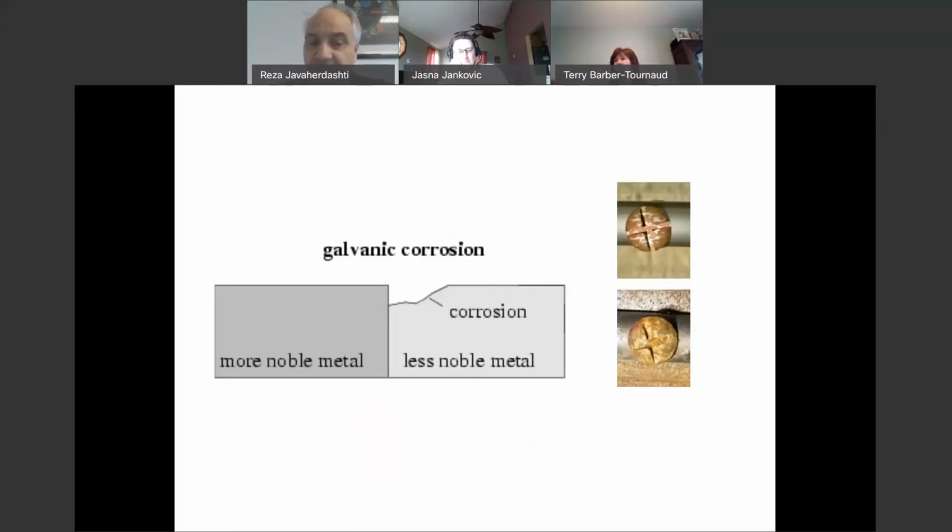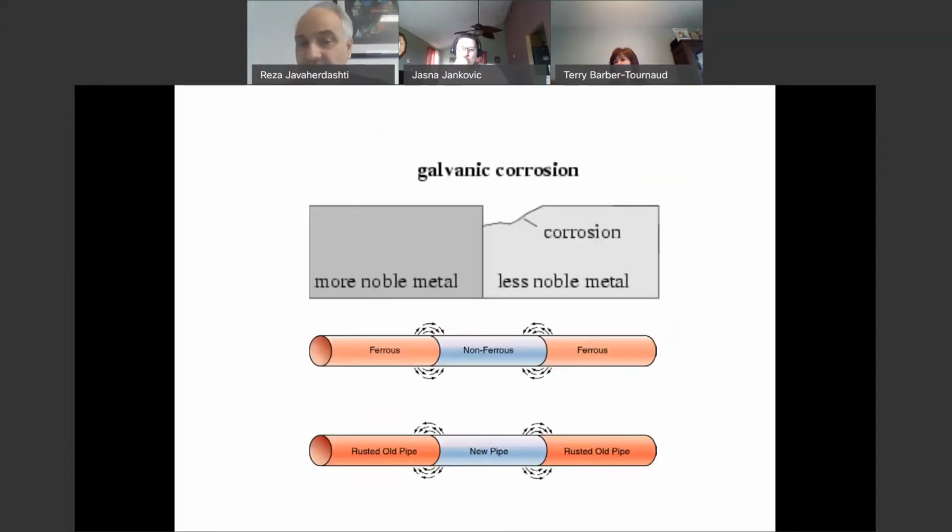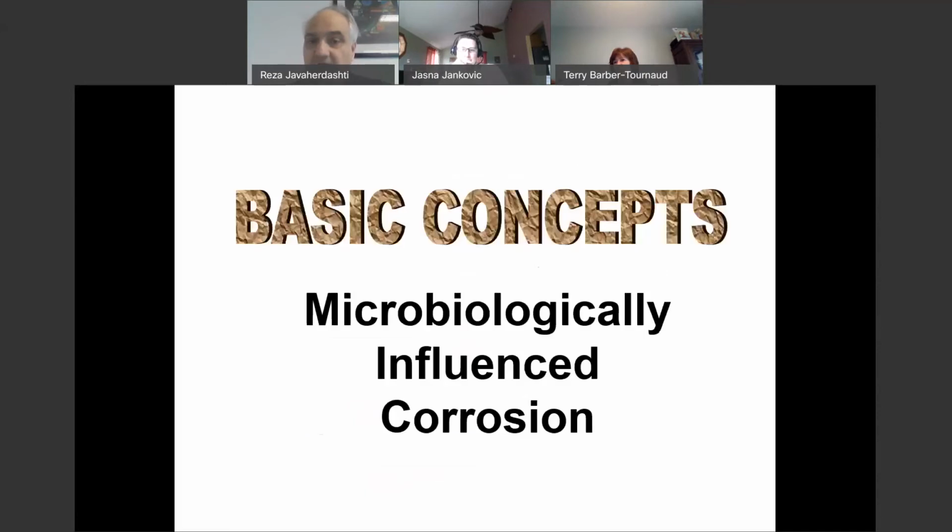Galvanic corrosion is basically defined based on more noble and less noble metals. This way, you can also have a combination between ferrous and non-ferrous materials. So if you have two dissimilar metals joined together, then you will end up with galvanic corrosion.